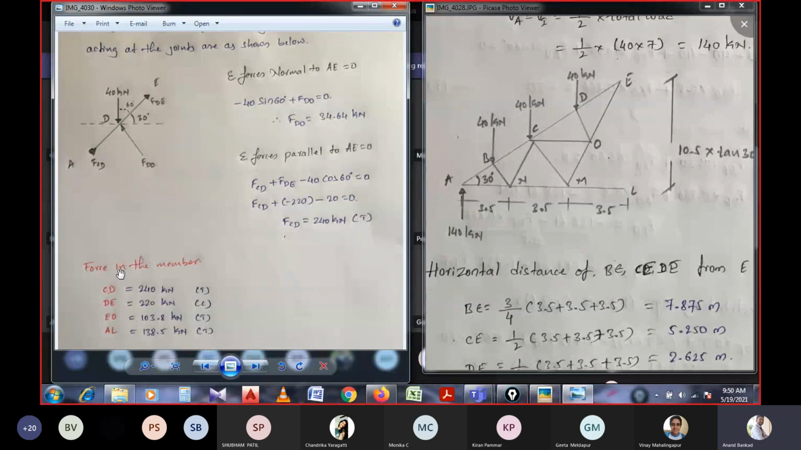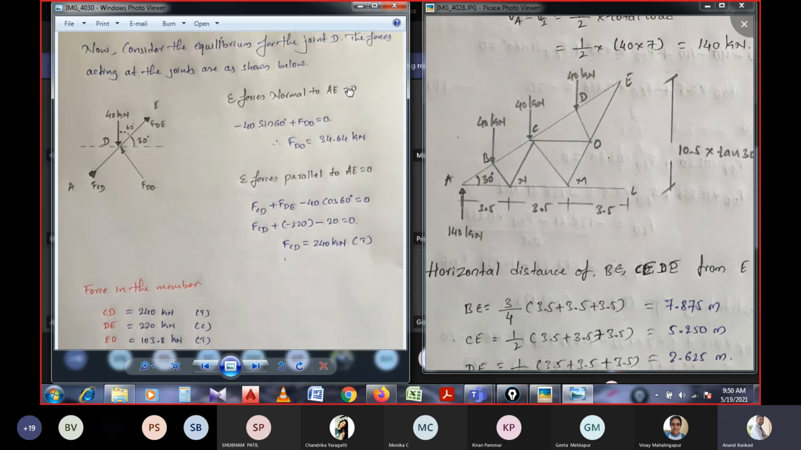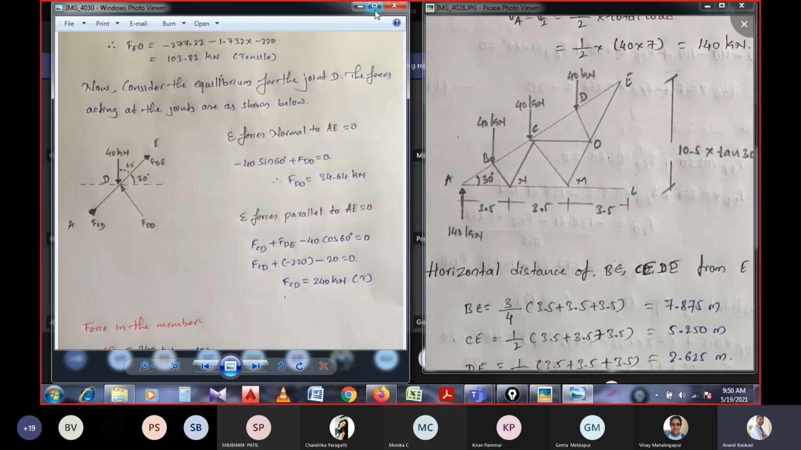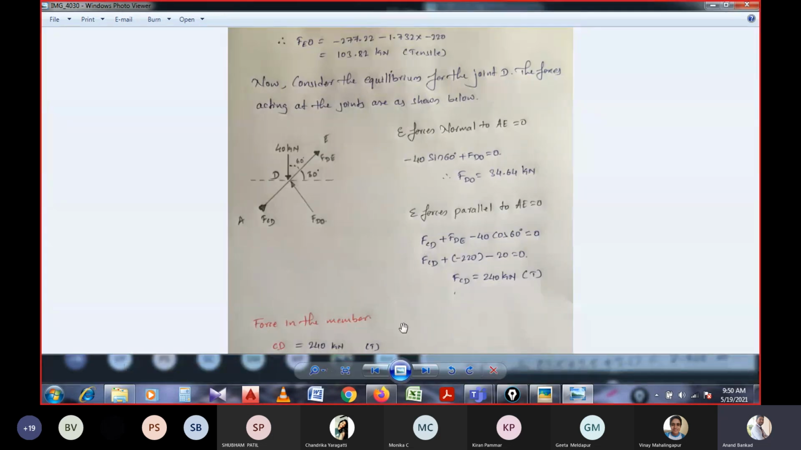Once you have calculated all the forces in the members, the table needs to be written over here. In the problem statement, it is asked to calculate the force in the members. CD is 240 kilonewton with tensile stress, DE is 220 kilonewton with compression, and EO is 103. Whatever member forces we have calculated are tabulated over here. I hope it is clear for you people. If you have any doubts regarding this, please let me know. Else we can conclude this problem.